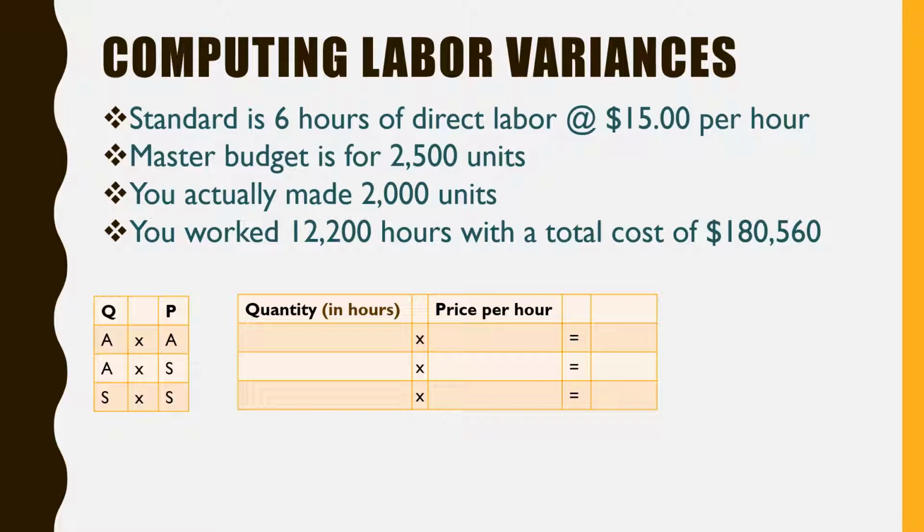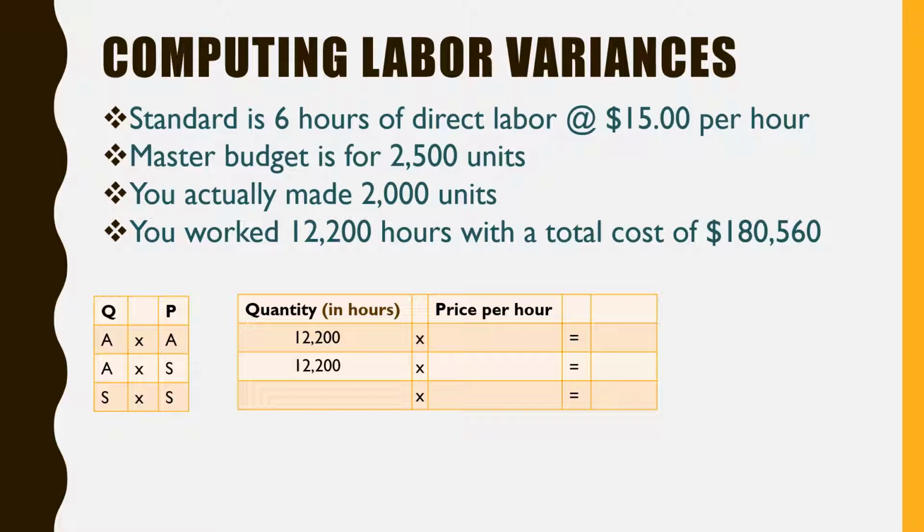We want to use the same table with quantity and price as our columns, and then actual, standard, standard, standard. The quantity we care about is hours, because when we're in labor, we measure things in labor hours. That didn't quite sound right, but you know what I mean. The quantity then is 12,200 hours, and we put the actual in two places, so we fill that in.